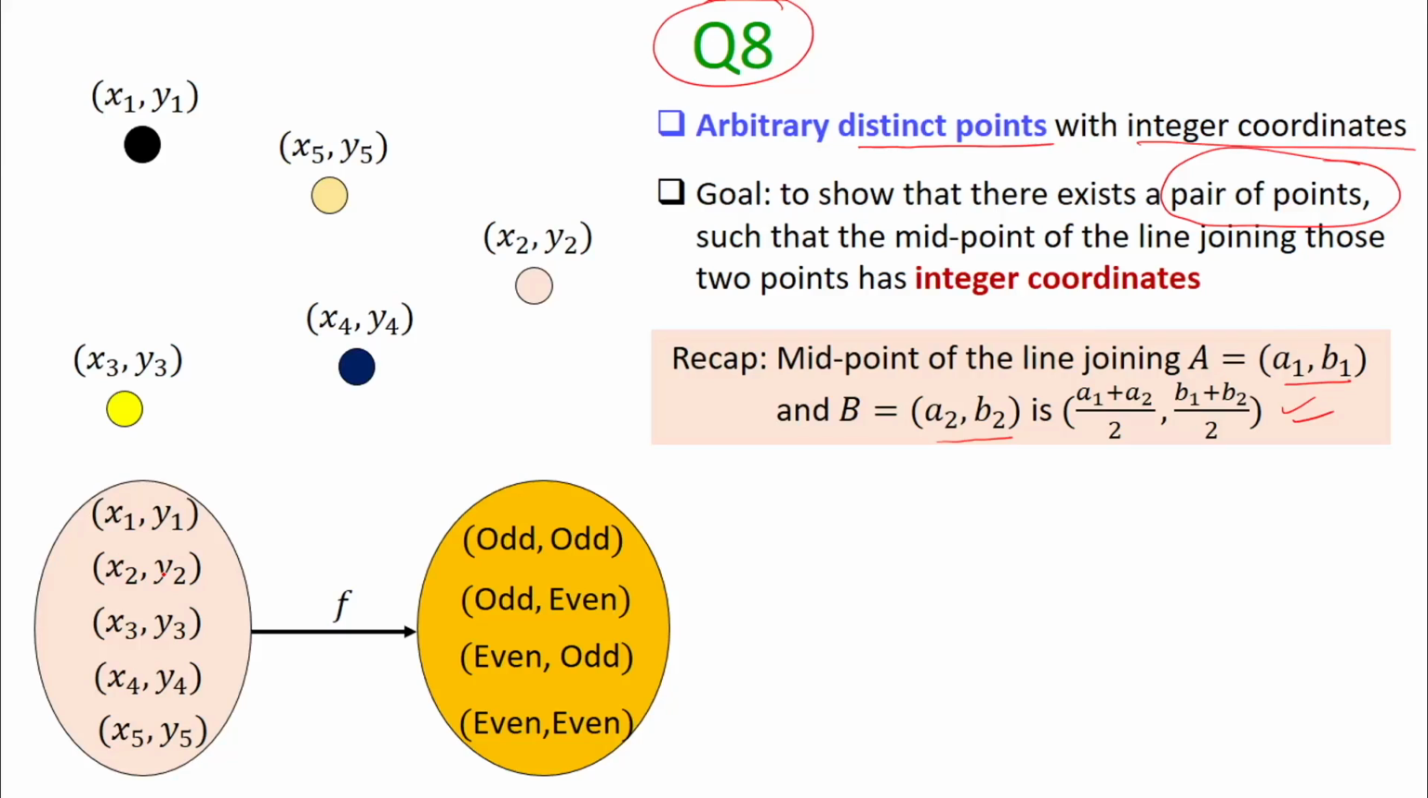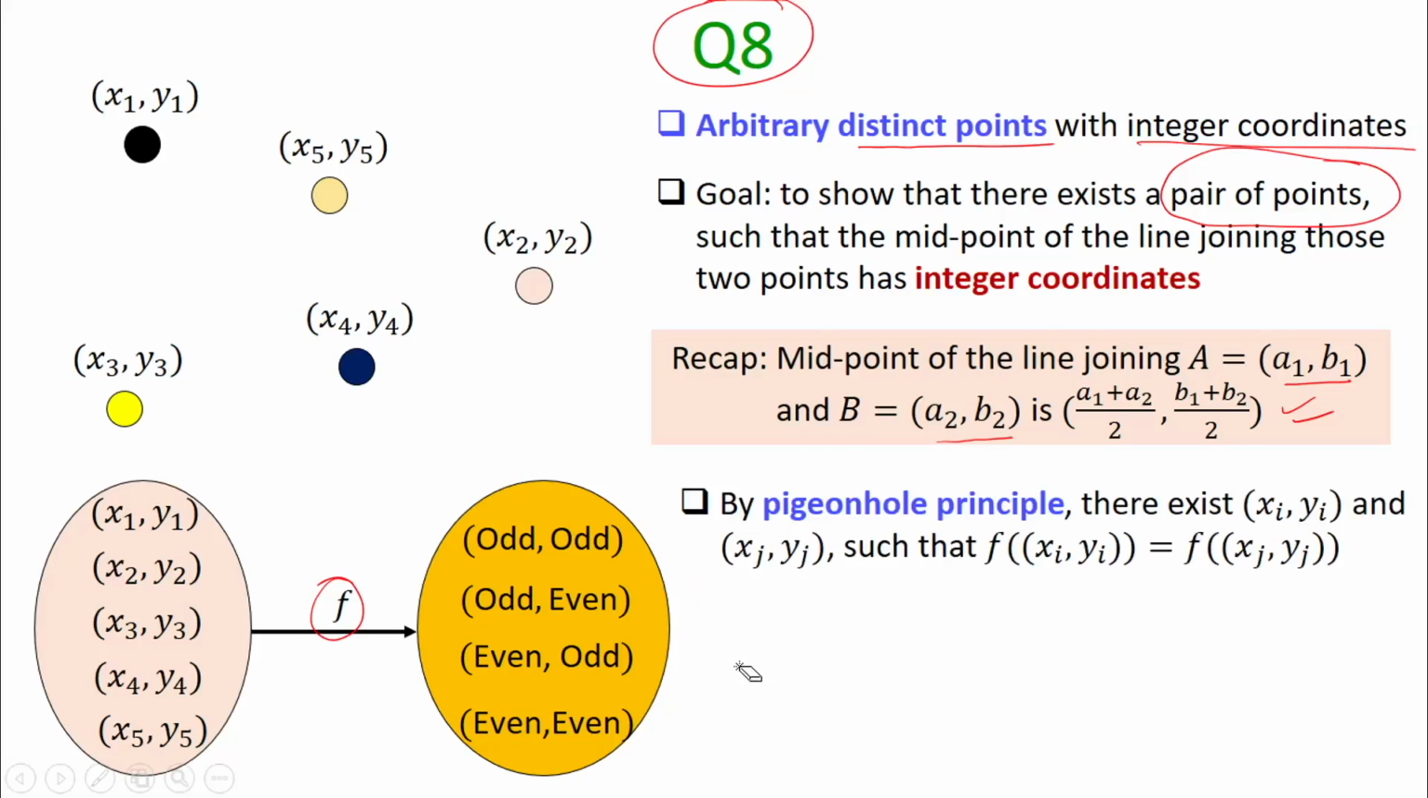And I'm trying to map these points depending upon the nature of their x coordinate and y coordinate, right? Depending upon whether the x coordinate is even or odd, and whether the y coordinate is odd or even, I have 4 possible combinations. And my function f maps these 5 points to the corresponding pair. Say if x1 is odd and y1 is even, then I will say that f of x1 comma y1 is odd comma even, and so on, right?